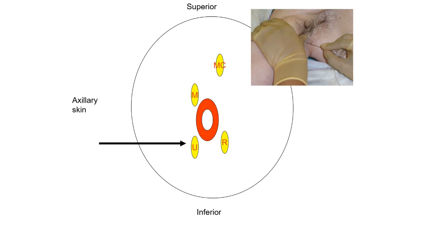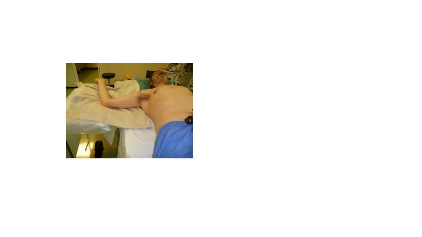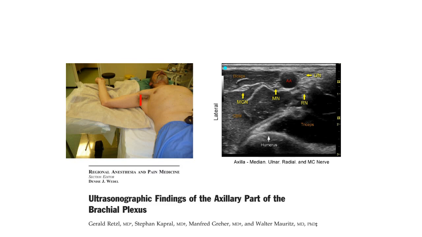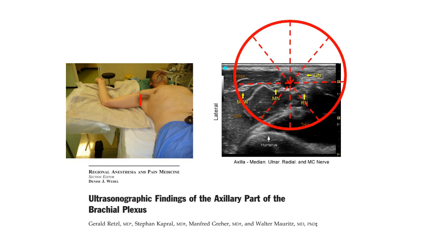Let us look at the ultrasound findings in the axillary area. So with the patient lying in this position, if you put the probe as high as possible in the axilla so as to get a cross-sectional view of the axillary artery, you will see the nerves lying around the axillary artery. Now, the position of the nerves around the axillary artery is quite variable, and it also depends on the position of the arm. Now, in this ultrasound study, they divided the area around the axillary artery into 8 sectors, and then they looked at the position of the nerves in relation to the axillary artery in these sectors.